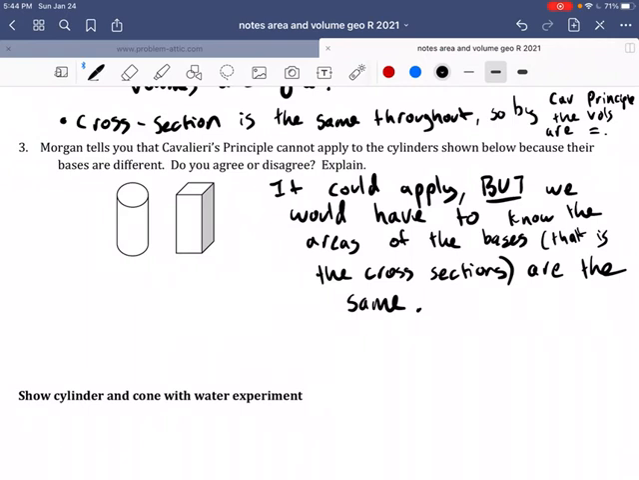And that's it. So I would say I would disagree with Morgan. It could apply as long as we knew that the areas of the bases are the same. In this case here, the chances are it probably isn't. And so then Morgan's probably right, but her reasoning, or their reasoning, I should say, is that the bases are different, thus you can't use it. And that's not true. You can only use it if the bases are equal to each other in area and the heights are the same of the objects. So we'd also have to have the same heights as well.